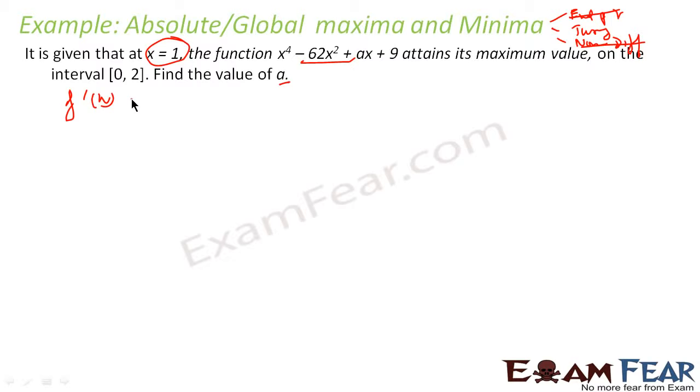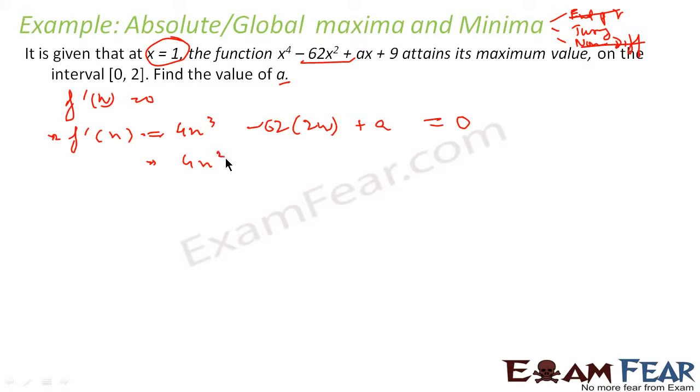Turning point means f dash x is equal to 0. F dash x is what? x4 becomes 4x cube. 6x square becomes 12x. Ax becomes a, 9 becomes 0. And that is equal to 0 for turning point. So what I get? 4x cube minus 12x plus a is equal to 0. This is f dash x.